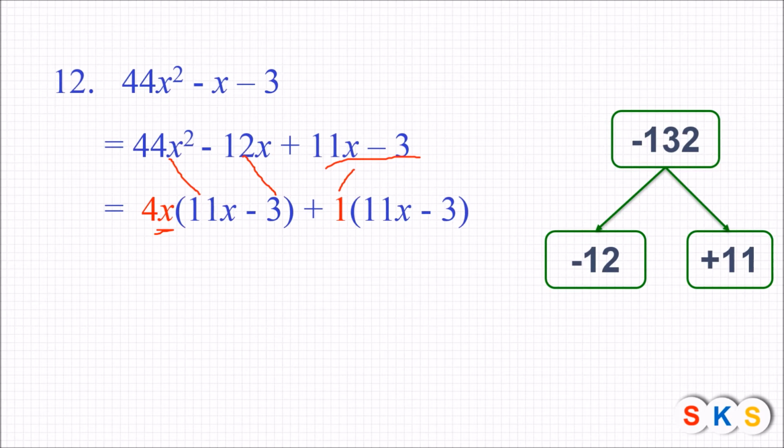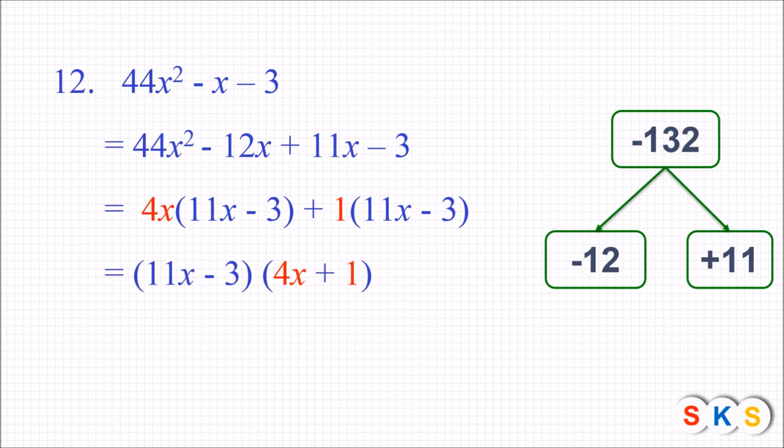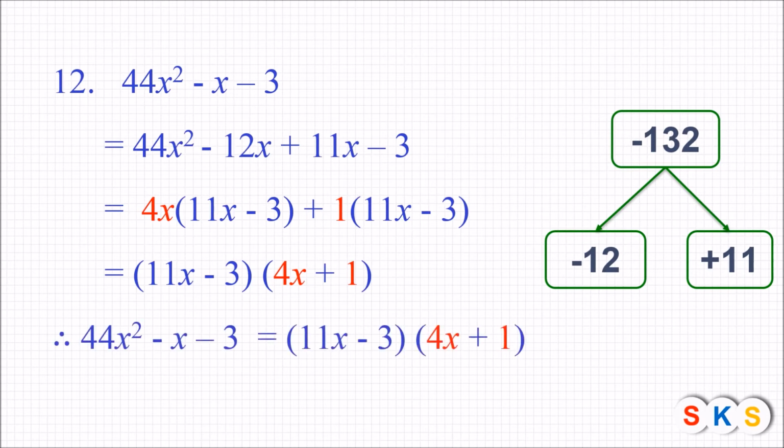Okay, now what is common in these two groups? 11x minus 3, that you will write in the first bracket, and 4x plus 1 you will write in the second bracket. So let's see what we will get. We will get here 11x minus 3 in the first bracket. In the second bracket we will get here 4x plus 1. Therefore 44x square minus x minus 3 can be written as 11x minus 3 into 4x plus 1.